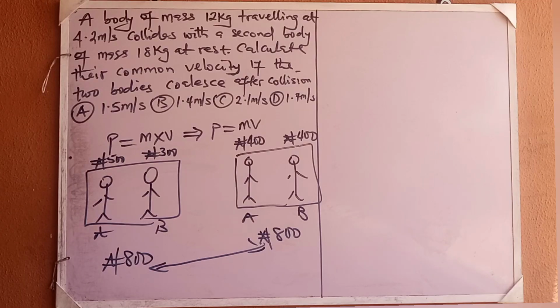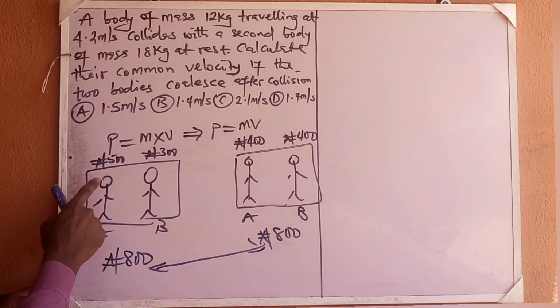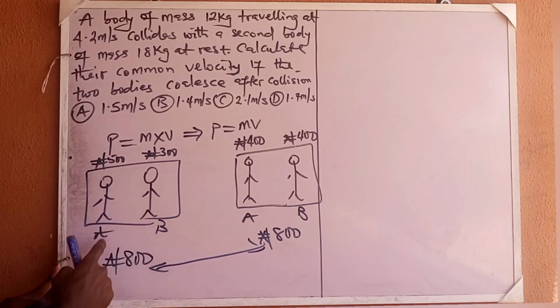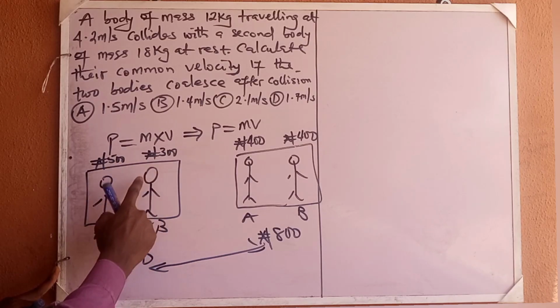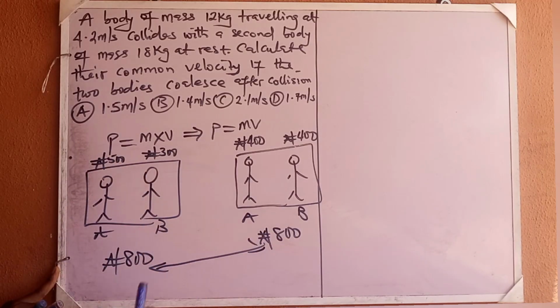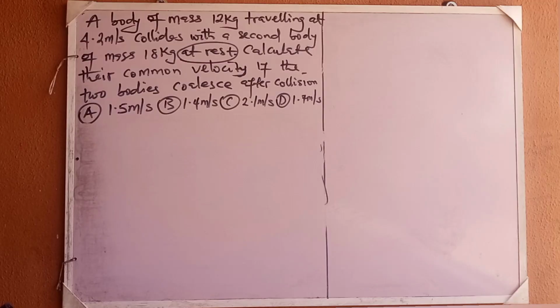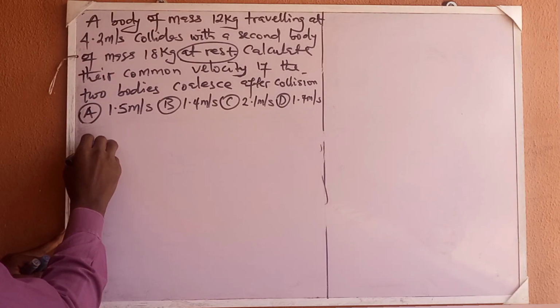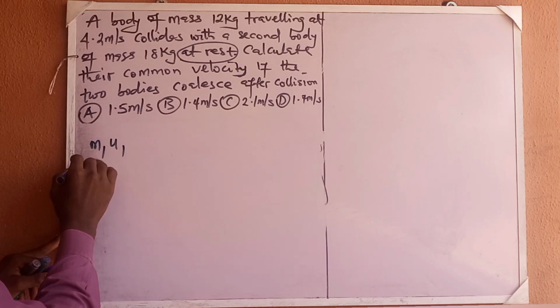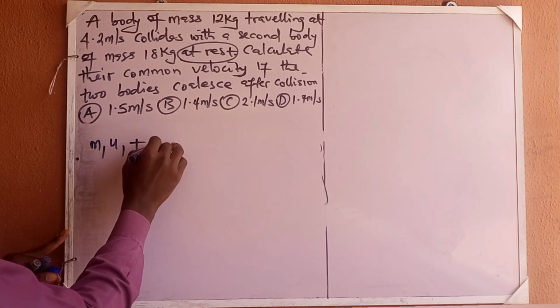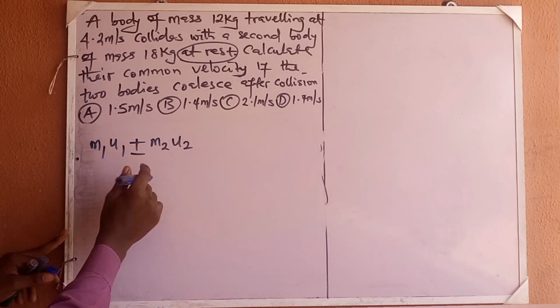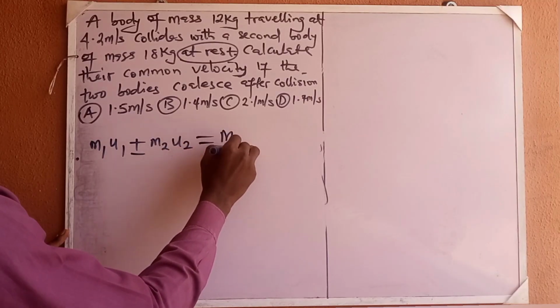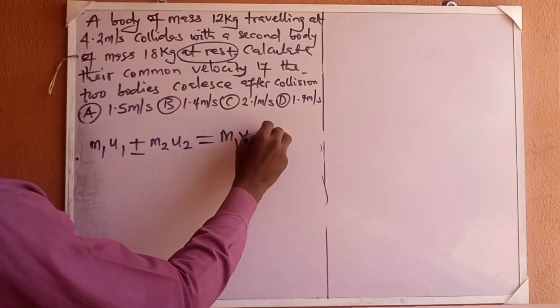Conservation is when what is lost by one is gained by the other, such that when you add everything up, you still get the same total. That is conservation. So let's take this understanding to momentum. When two bodies collide, the sum of their initial momentum before the collision, which will be m1u1 plus or minus m2u2, depending on their direction, should be equal to the sum of their momentum after the collision.